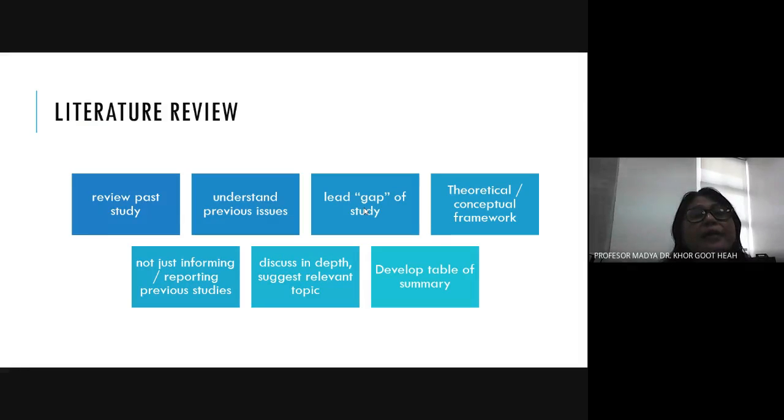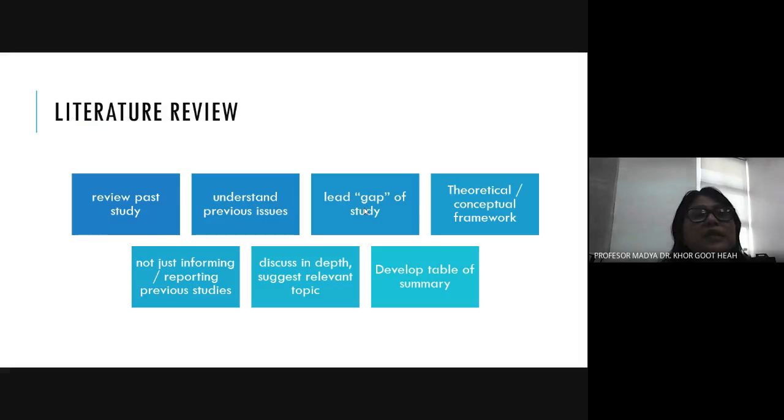He also has to highlight the research gap, which is important for students' research directions. The research gap guides the student on which direction the research is supposed to go. Students must also focus and engage critically, not just inform or report the previous study.